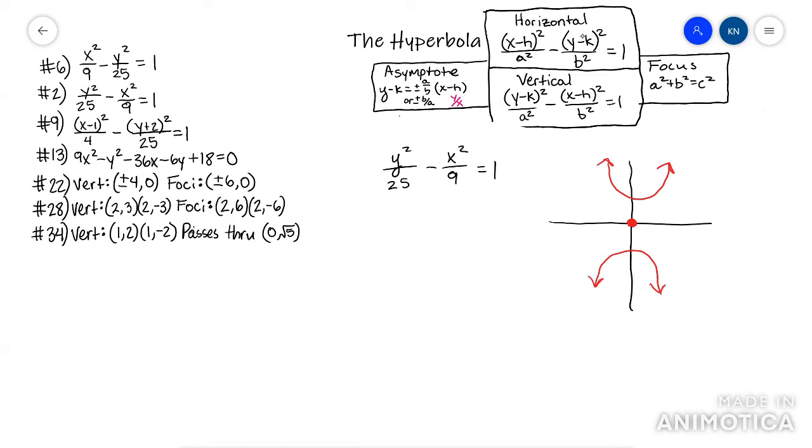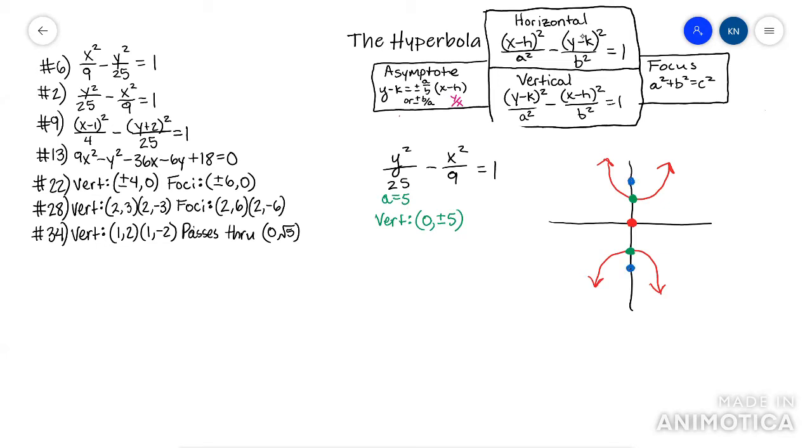Now, green dot, I need to go get. Green dot is your vertex. You get your vertex by knowing this distance, and that distance is A, and A is 5. So that means my vertices are moving up and down, so they're affecting my y value. So the plus minus 5 goes there. Those are my vertices.